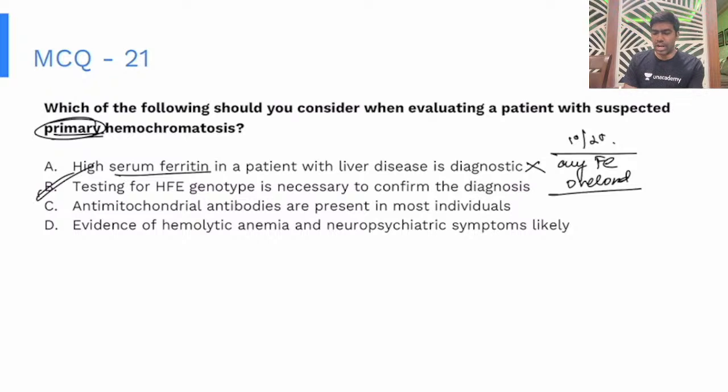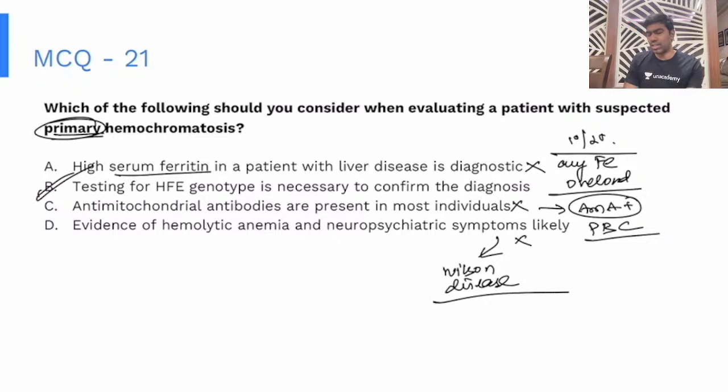Antimitochondrial antibodies are present in most individuals is a wrong statement, because AMA positivity is a feature of PBC, that is primary biliary cholangitis. It's not a feature of hemochromatosis. And evidence of hemolytic anemia and neuropsychiatric symptoms is also a wrong statement, because this is a feature of Wilson disease, and not a feature of hereditary hemochromatosis.